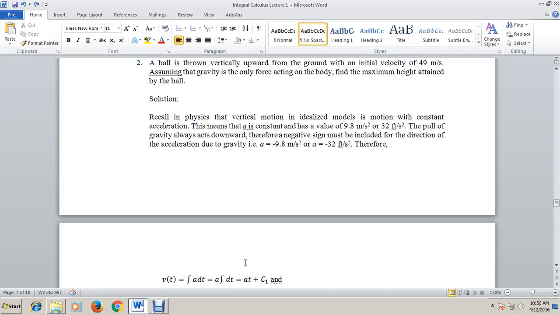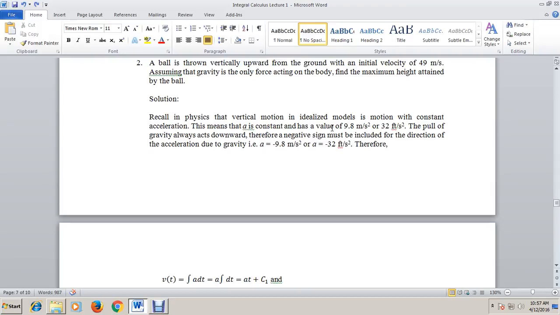This means that a is constant and has a value of 9.8 meters per second squared, or 32 feet per second squared if you're making use of the British set of units. If you're using the international system of units, you will be using 9.8 meters per second squared as the acceleration due to gravity. In British units, for feet and seconds, you have 32 feet per second squared.